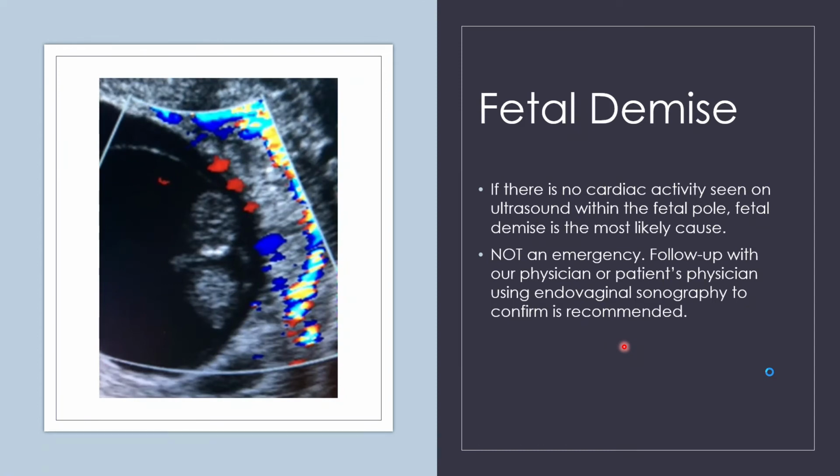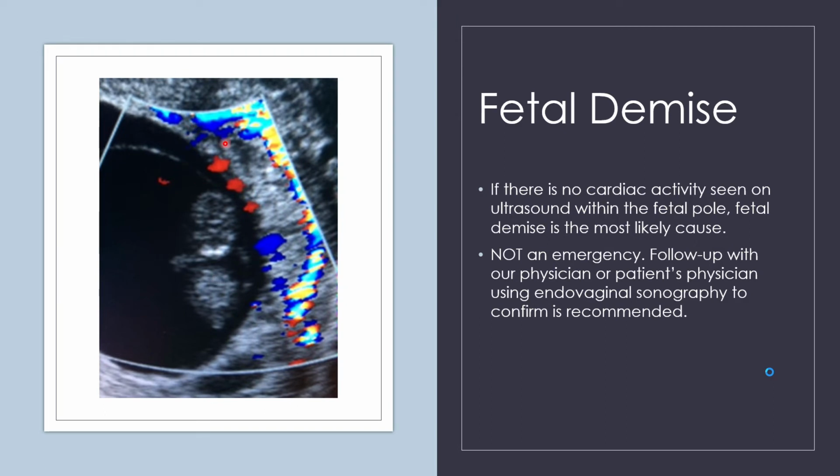Also, fetal demise, while it is sad, it is not an emergency, okay? And you can see this is the amniotic sac. Here's the embryo, the little baby's head, body, and arm. Now, the reason they've got color Doppler on here is because they're trying to prove that there's no heartbeat, okay?